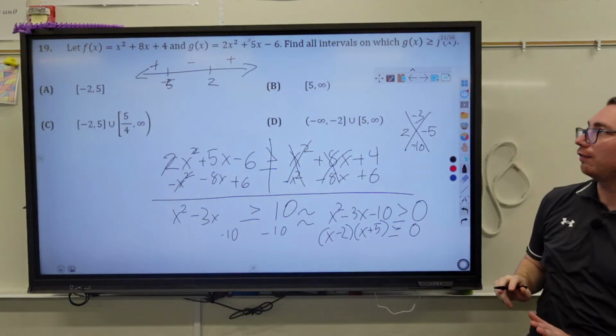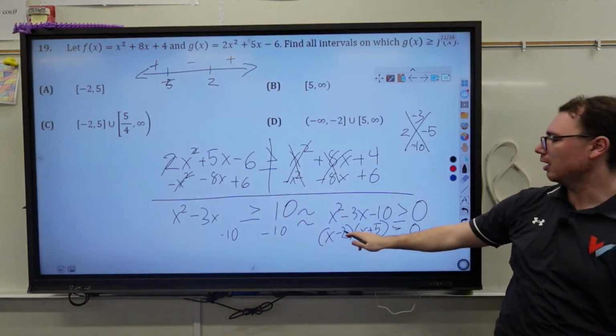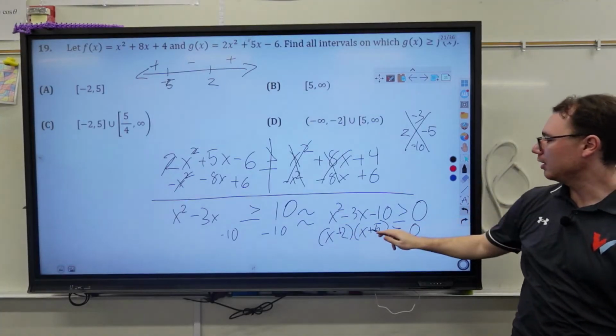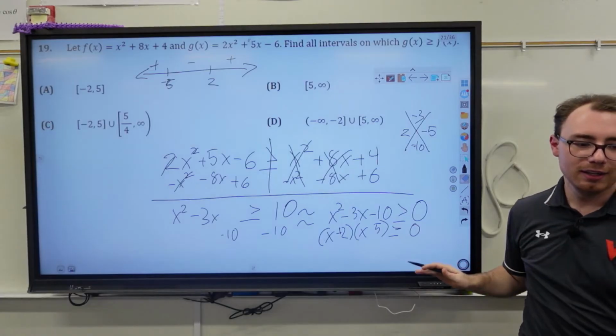For these values here, oh, did I mess that up? I definitely did mess that up. That is a positive 2, and this is a negative 5. Let me redo all of this. I'm so sorry. Let me go back a couple of beats here.